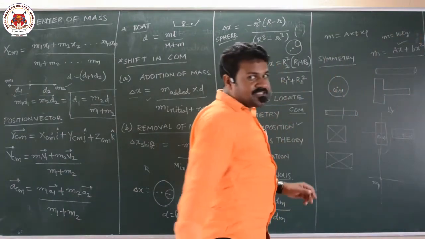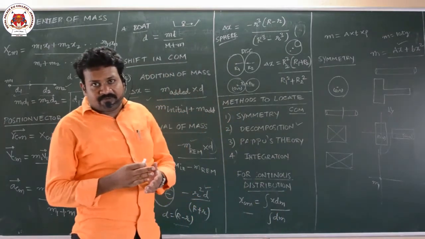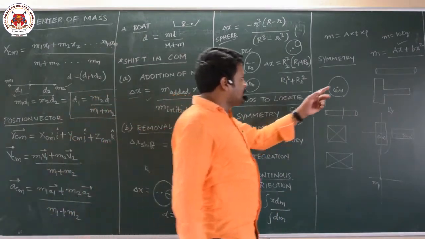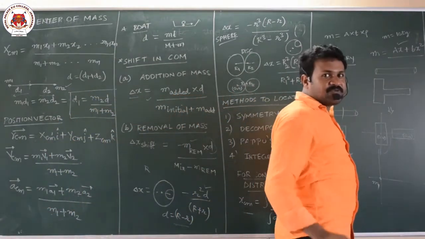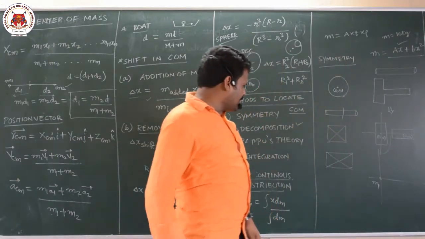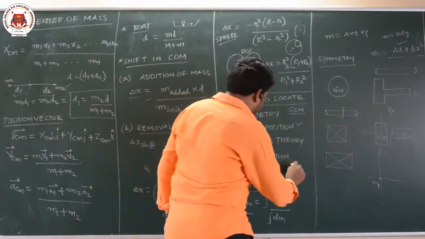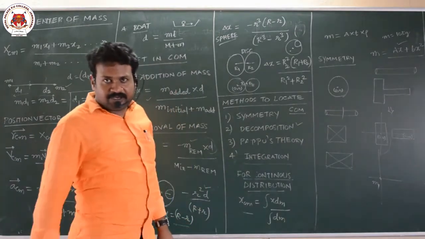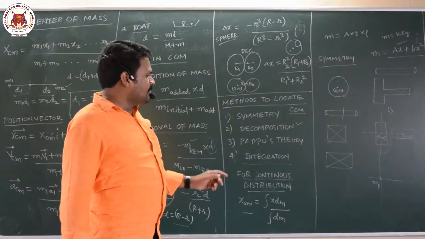If mass is not constant, it has some variation. What happens? M is a function of x or a function of y. When it is varying, we have to use the technique of integration to find the masses.